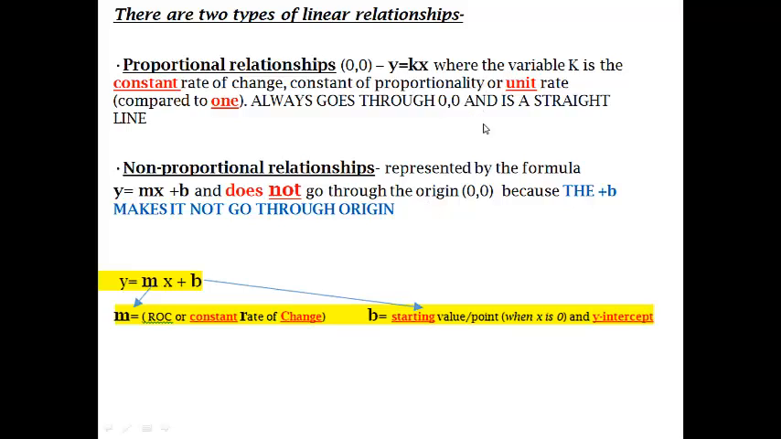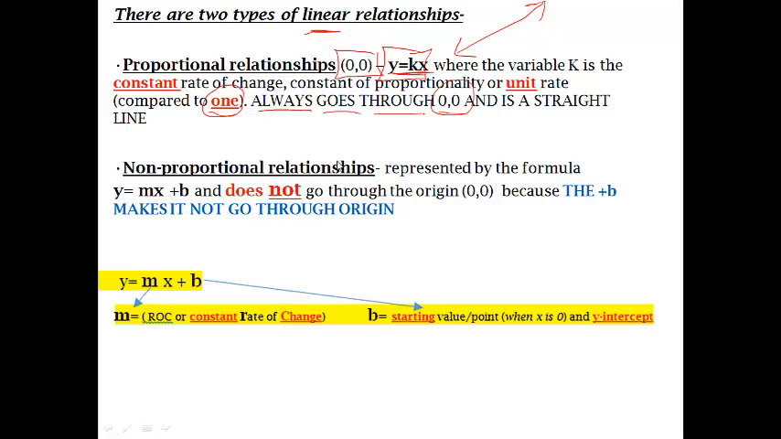Okay, now I'm going to go over this pretty detailed because I want y'all to know that y'all have already learned this. Right here, y'all have learned. So there are 2 types of linear relationships, which just means we're talking about a straight line. That's all linear means. So there are 2 types, proportional, which we've already talked about, that go through 0, 0, and we use it in the form of this. So where the variable k is the constant rate of change, or we also call it the constant of proportionality, or it is our unit rate compared to 1. So we know that it always goes through 0, 0, the coordinate pair 0, 0 on a graph. And it is a straight line, of course, since it's linear.